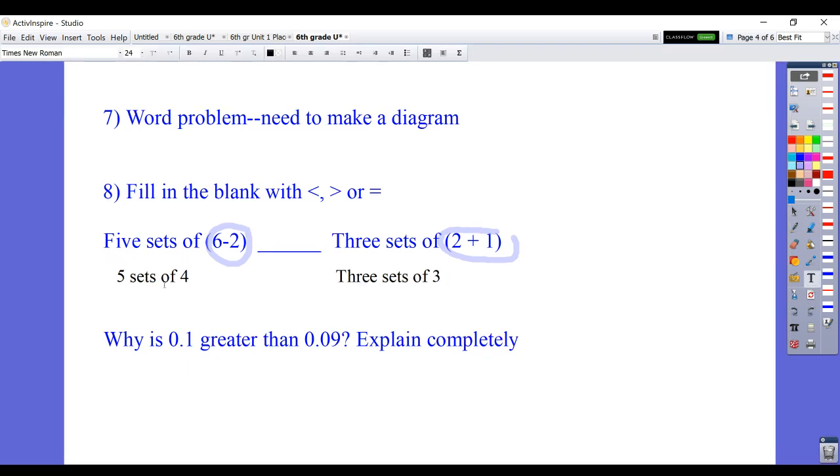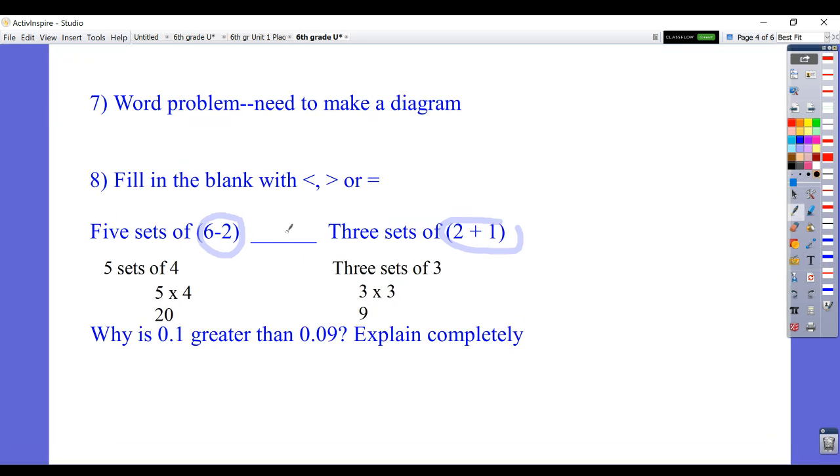Well, 5 sets of 4 would be the same as 5 times 4, or 20. 3 sets of 3 would be the same as 3 times 3, which would be 9. So how does 20 compare to 9? 20 is greater than 9. All right, so you'd fill that in with a greater than sign.